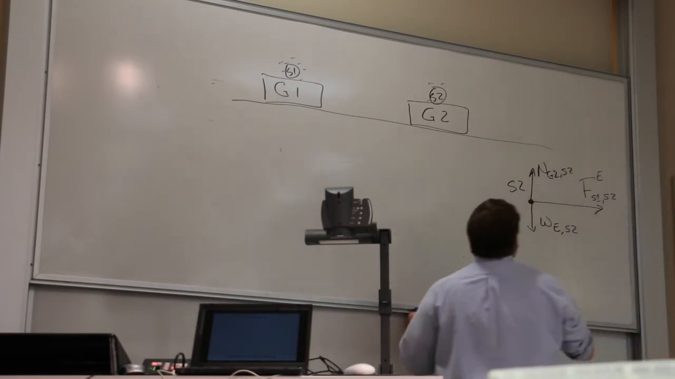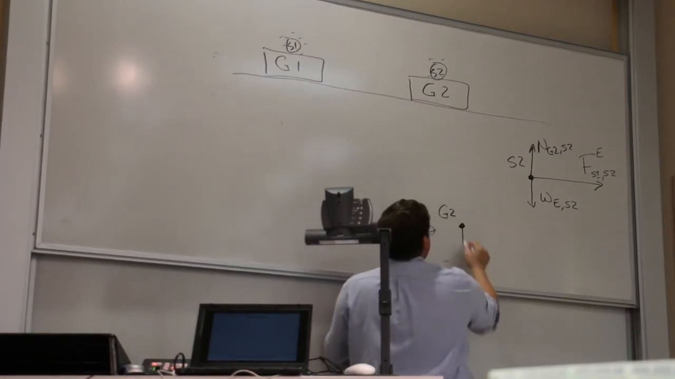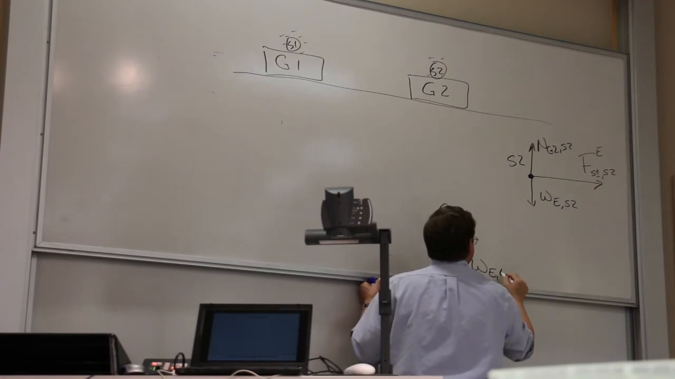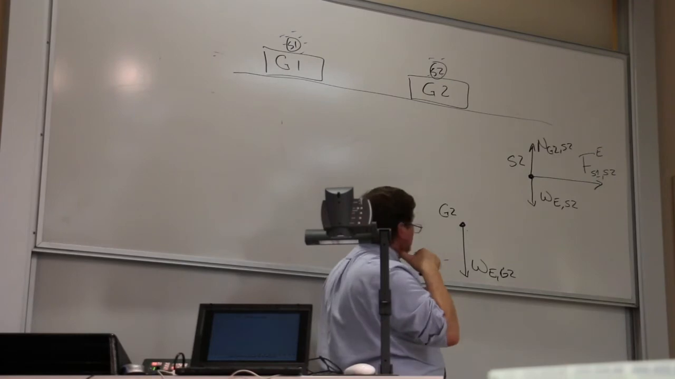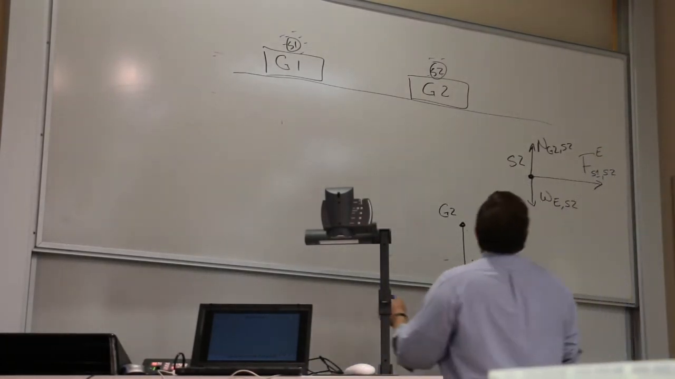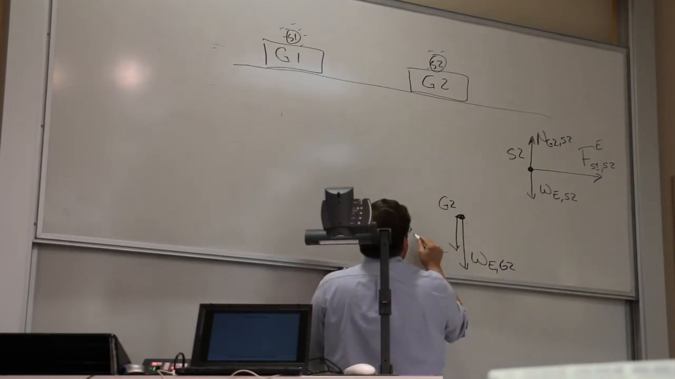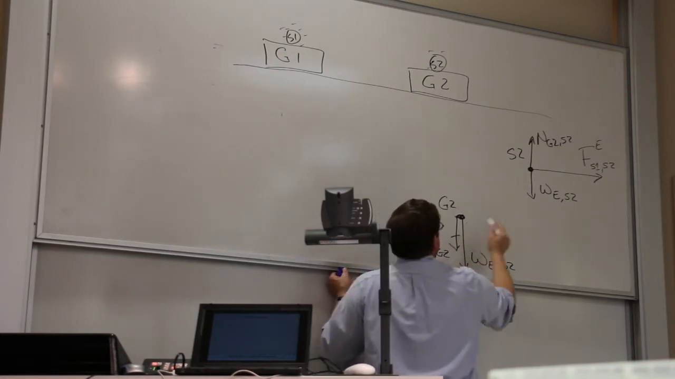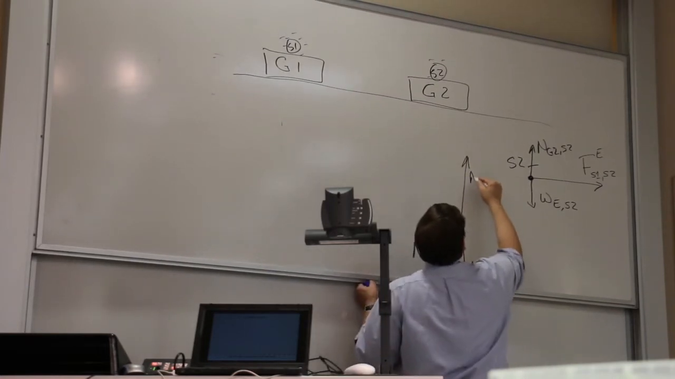Well, let's look at glider 2. Glider 2 has a weight force. It doesn't have any electrical force on it because it's not charged. If glider 2 is pushing up on sphere 2, then sphere 2 must be pushing back down with a normal force. Tick mark there, tick mark there. And the track is pushing up.